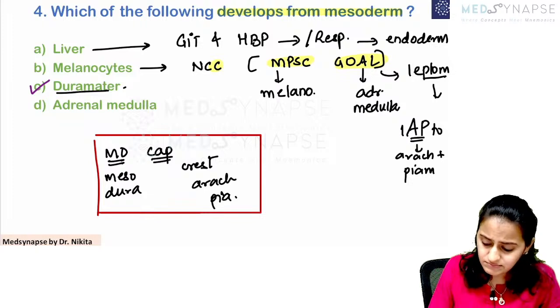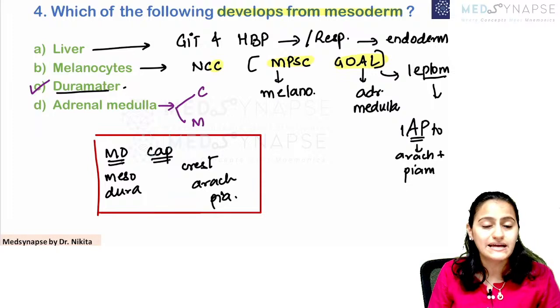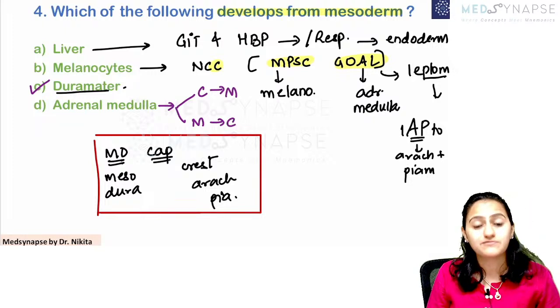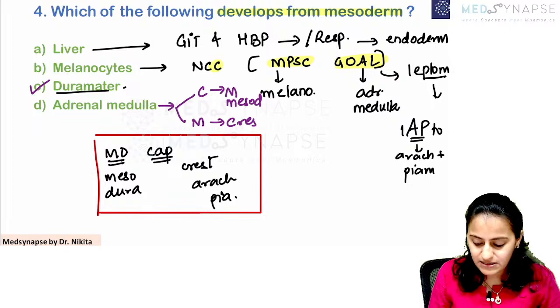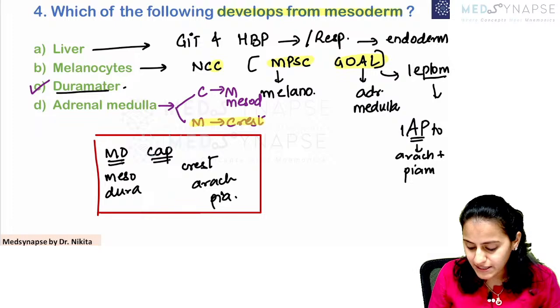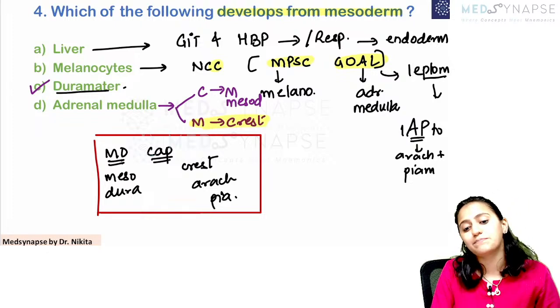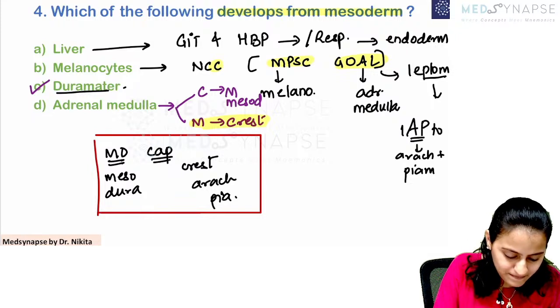Okay. For the adrenal gland, the mnemonic is adrenal has a cortex and the medulla. Adrenal cortex, adrenal medulla. C is for M, M is for C. So adrenal cortex develops from the mesoderm, adrenal medulla develops from the crest. So remember that the medulla is developing from the crest. It is the cortex which is developing from the mesoderm. Is this clear with everyone?